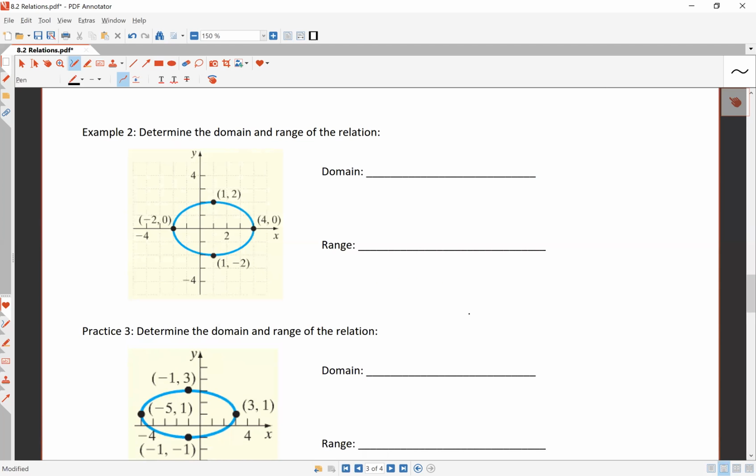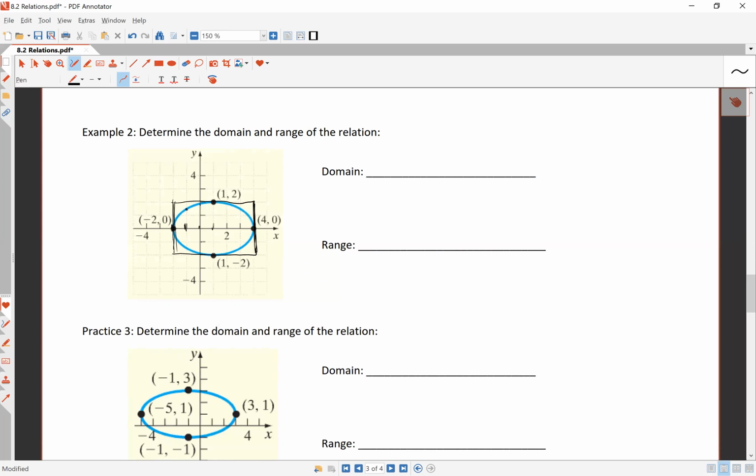To determine the domain and range of this relation, we can't list the set of ordered pairs here, but we can imagine that if we were to list them, the domain has to start over at -2 and end over at 4. So what I try to do with this is contain it inside of a box.